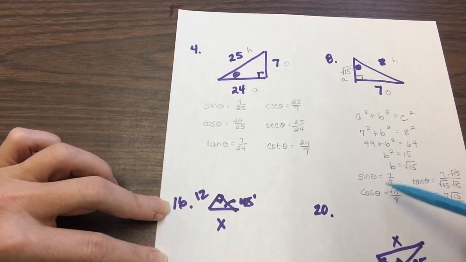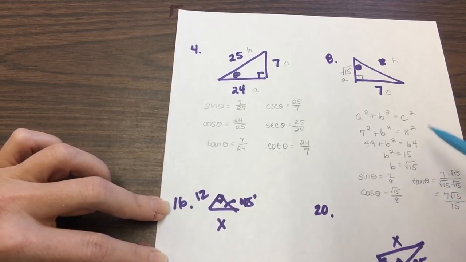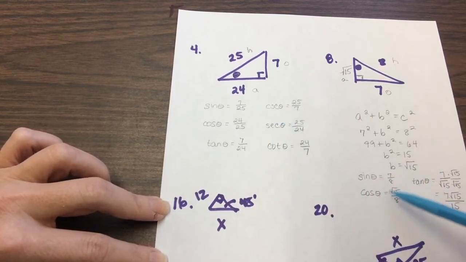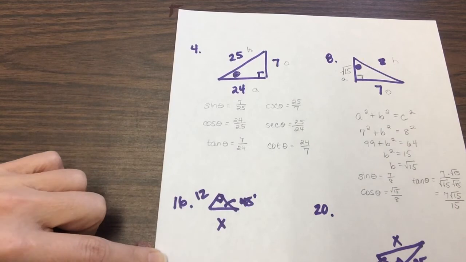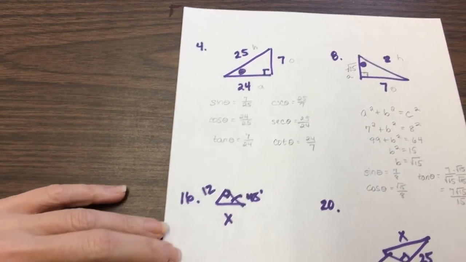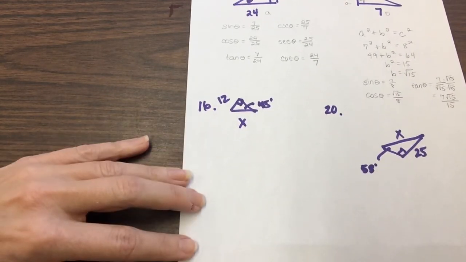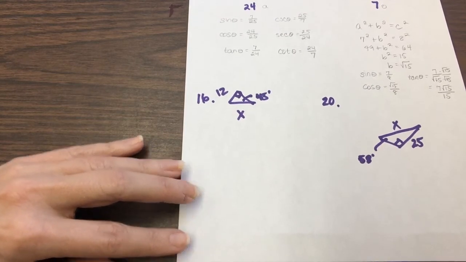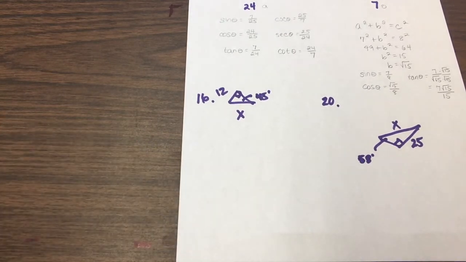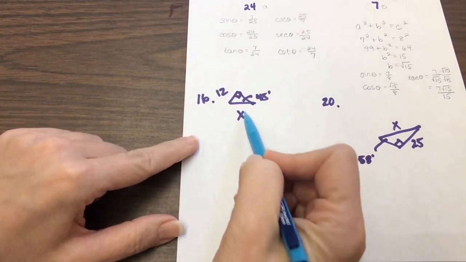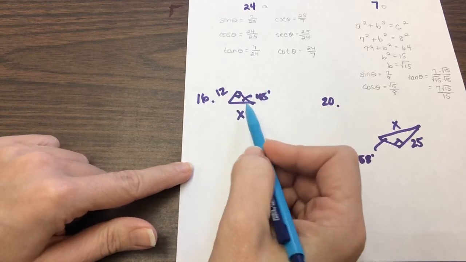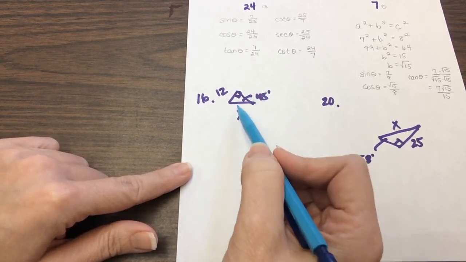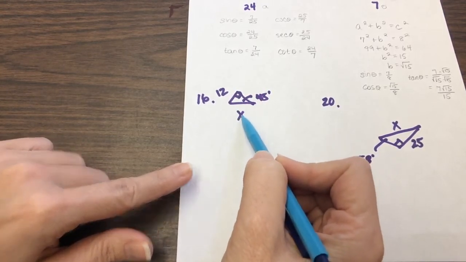Alright, so that's sine, cosine, and tangent, and you can find the other three because they're just reciprocals of these three. Okay? I'm going to keep going. Let's look at 16. So 16 asks us to find the side labeled x. So this is my unknown, and I'm going to use what I know in order to find the length of side x.